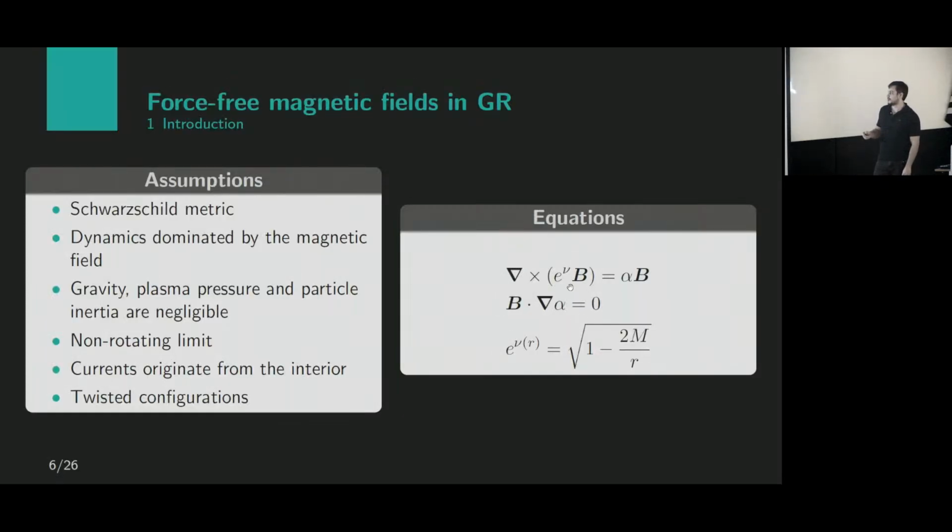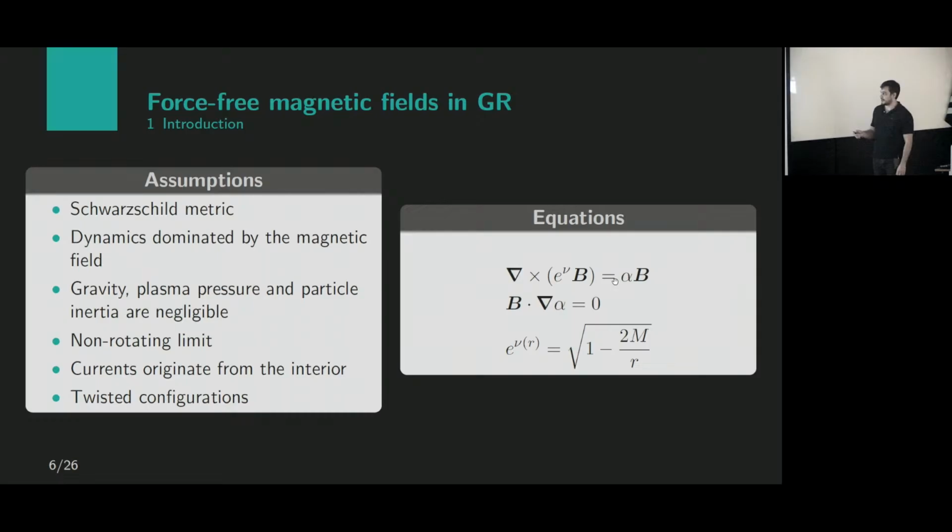This term here comes from the general-relativistic corrections. If we were dealing with a Newtonian case, it would be 1. And this term here, alpha, is what encapsulates all the information about the currents coming from the interior. So this essentially says that, in a way, the currents that flow in the magnetosphere are parallel to the magnetic field. They only flow parallel to the magnetic field.